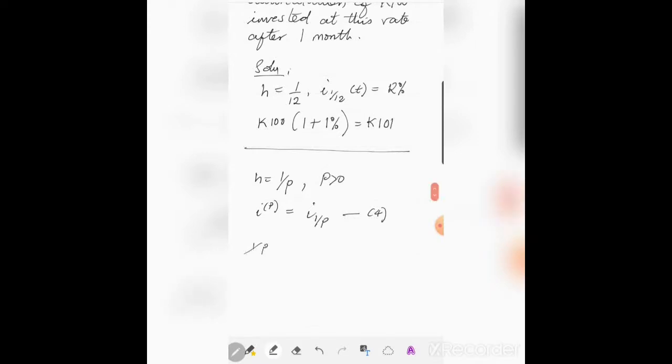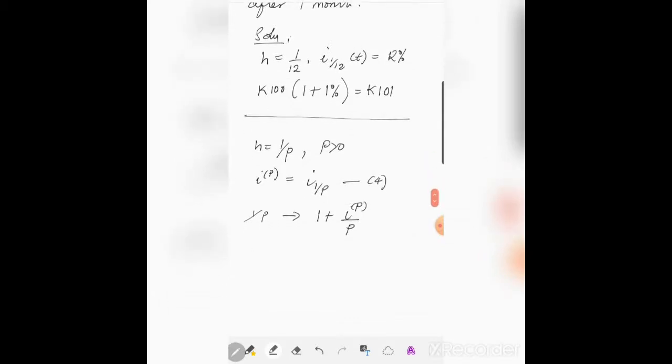So it follows that a unit invested for a period of length 1 over p will produce a return of what? This will produce a return of 1 plus i^(p) over p. So here we see that i^(p) is simply what we call the nominal rate, a nominal rate of interest per unit time.